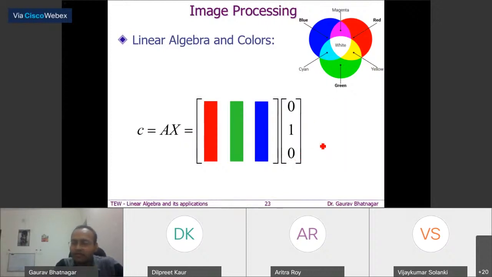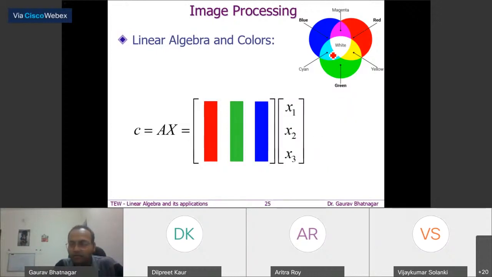Similarly, now I can change the value. Let me take x1 and x3 as 0 and x2 as 1, and this is for the green color. Hence the output is going to be purely green, because I am not mixing any of the primary colors with the green color. In a similar way, now let us take an example where x2 and x3 are 1 and x1 is 0. In this case, I know that I am mixing green with blue. So from this figure, I know that when I mix green with blue, I am going to get cyan color. So now let me end today's lecture with a question.